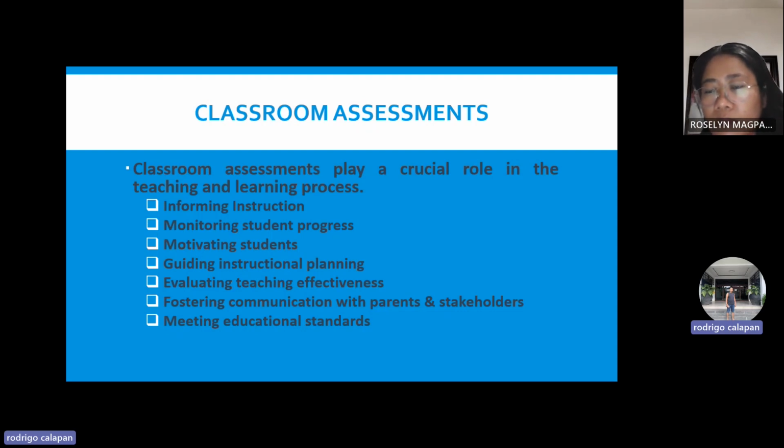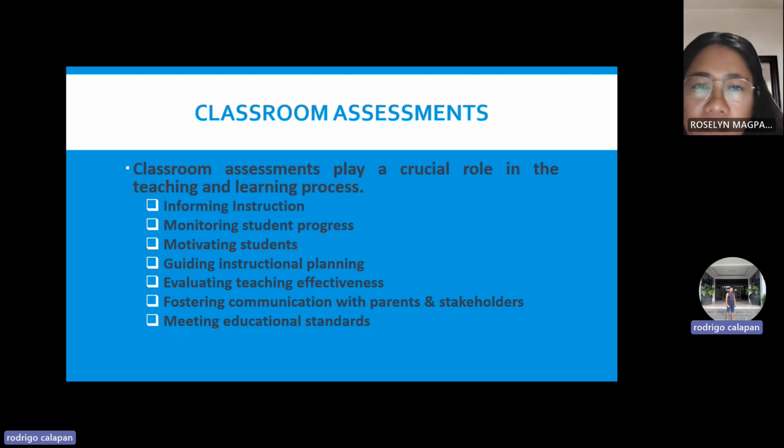The fourth one is guiding instructional planning. Classroom assessments definitely will provide insight into our students' understanding, allowing teachers to plan future lessons effectively. By analyzing assessment results, teachers can identify areas of misunderstanding or concepts that need reinforcement. And this will definitely help them design instruction that addresses specific student needs and promotes deeper learning.